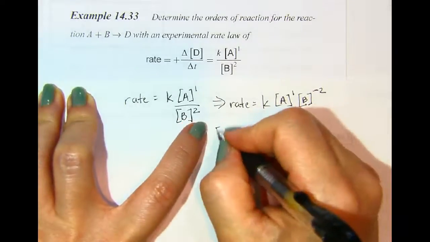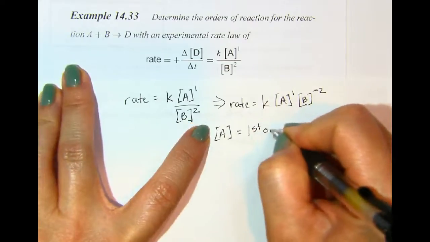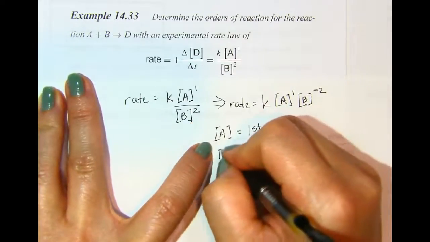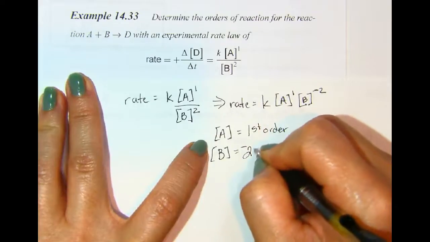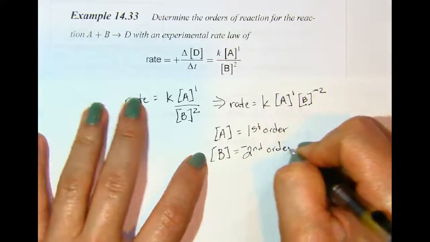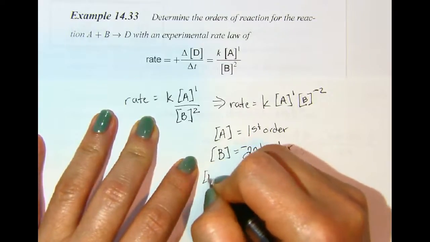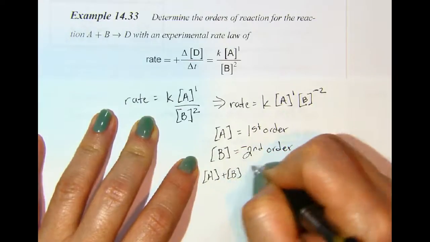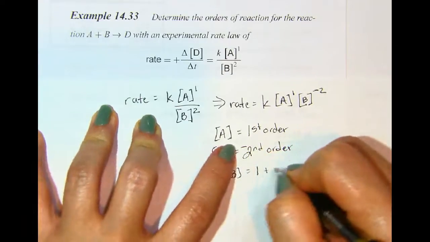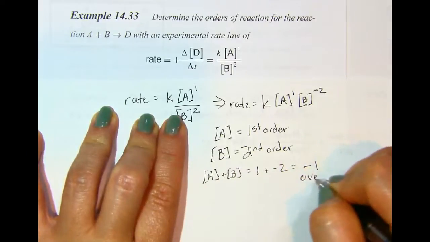So the order for A is the first order, B is to the -2nd order, and to find the overall order, we'll take the sum of the order for A plus B, which is going to be 1 plus -2, which gives you an overall order of -1.